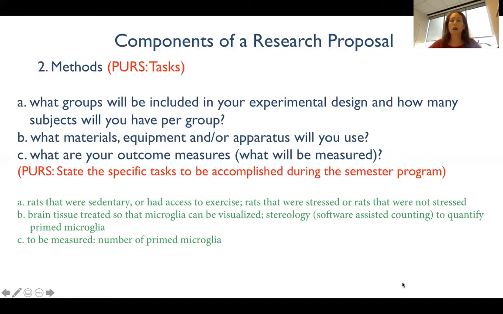So let's take about 2 minutes. Again, if you're working on a proposal in your mind, take a couple of minutes and jot down what your experimental groups would be, what your procedures will be, in broad strokes, and importantly, what your outcome measure is going to be. So take about 2 minutes and do that.